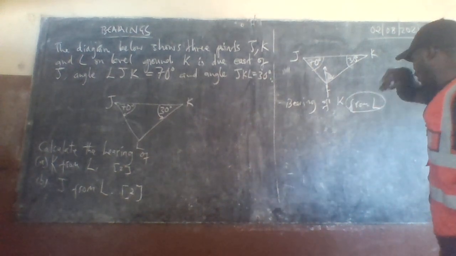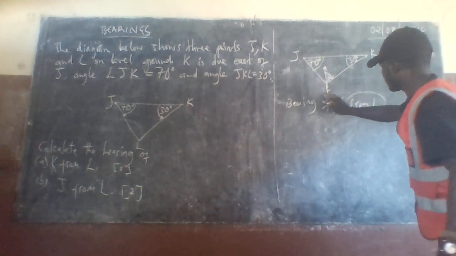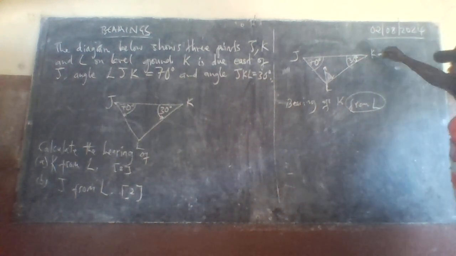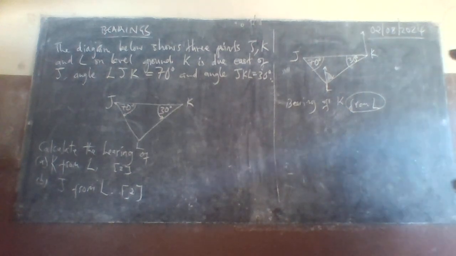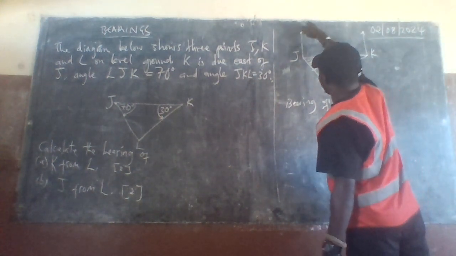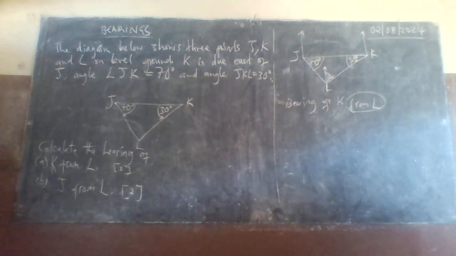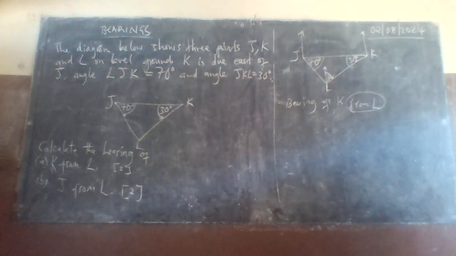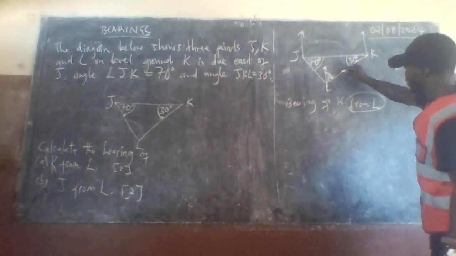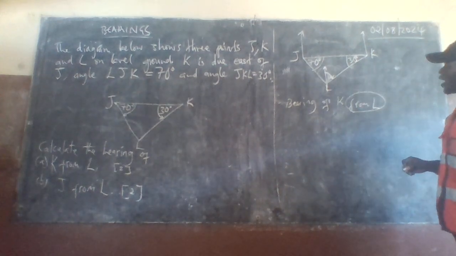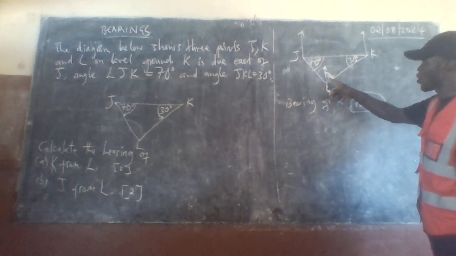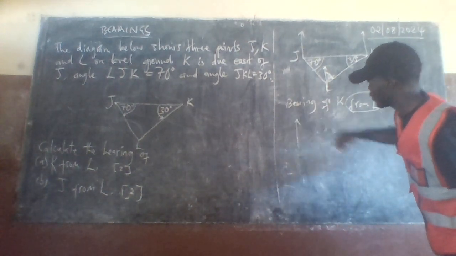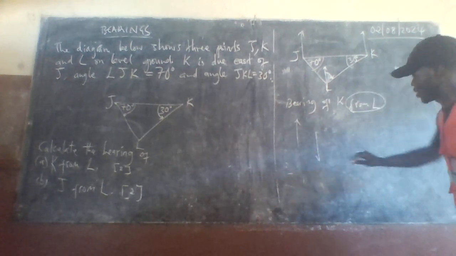Now it's our duty to look for this angle. So we create the north lines which are there. Our aim is to look for this angle, this one which I've shaded. But once we know this entire angle, it will be easier to tell what this angle is. Why am I saying so? Because here I have this one and I have this one.